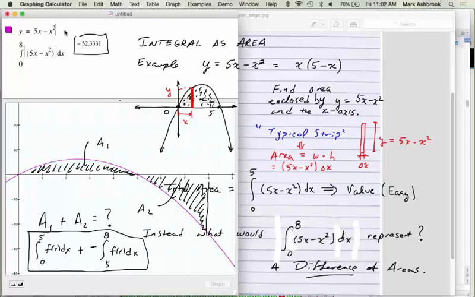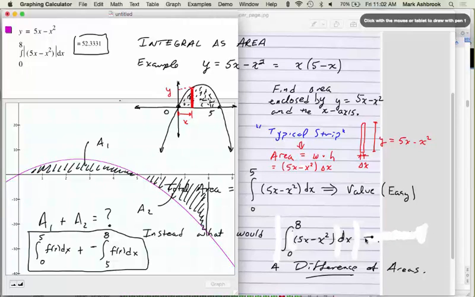10.6 is this. What's from 0 to 5? 0 to 8 is negative 10.666. Negative 10 and 2/3. Because it's a difference of areas. It's this one minus this area. Which would be like the total change, if this is the rate function. You have some amount of positive change and then a greater amount of negative change. So the total change is negative.